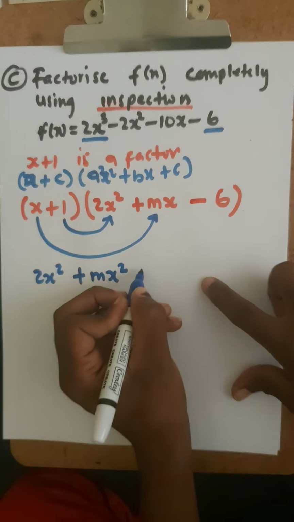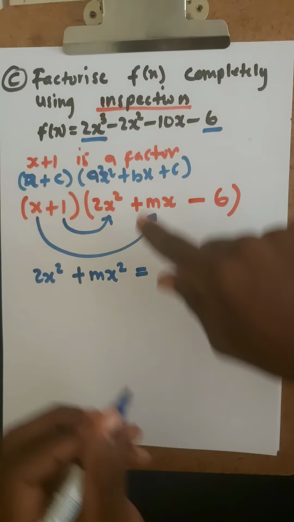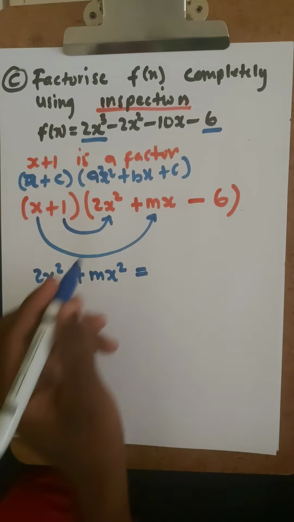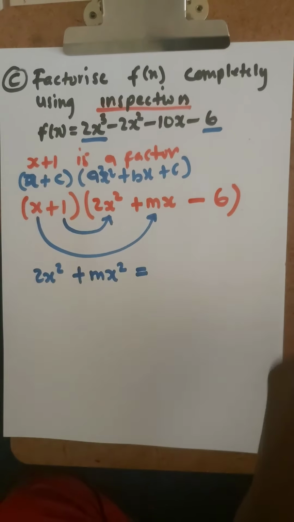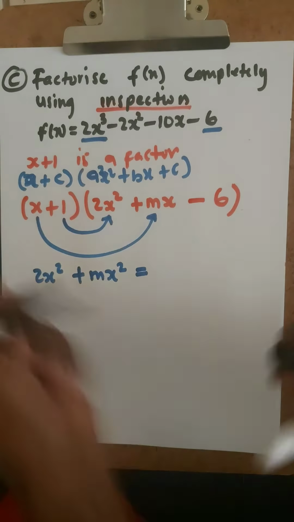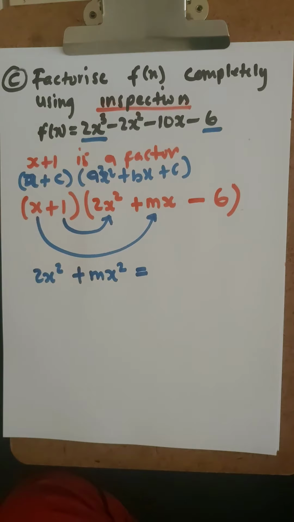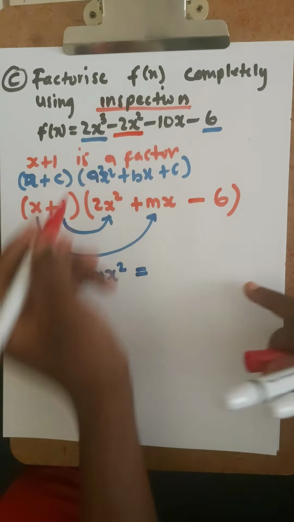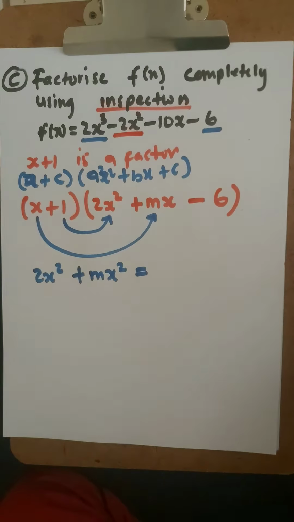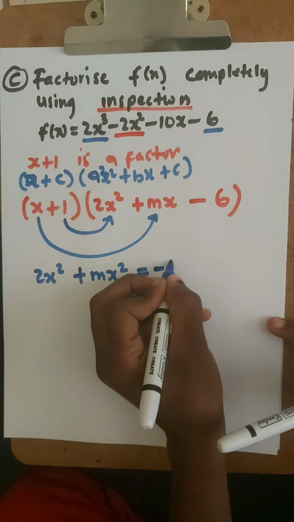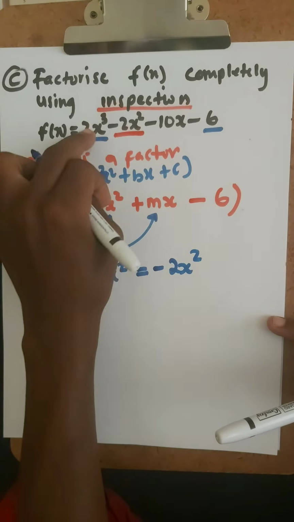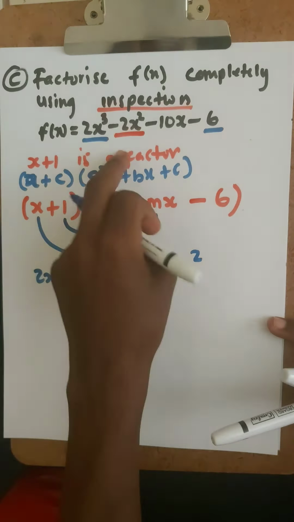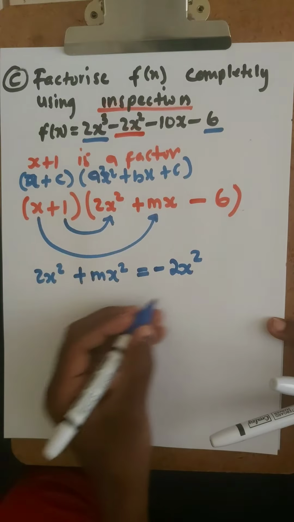x squared, then is equal to what? We equate that to the x squared from the original function. Take the minus 2x squared, then the minus 2x squared, get it from our function. Then we solve for m.